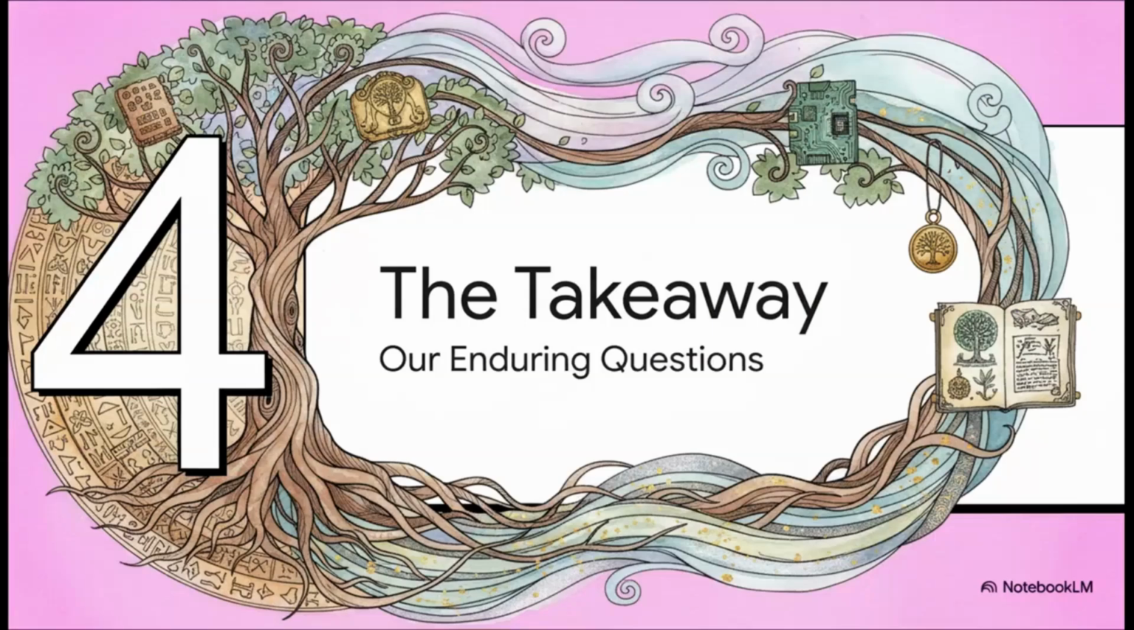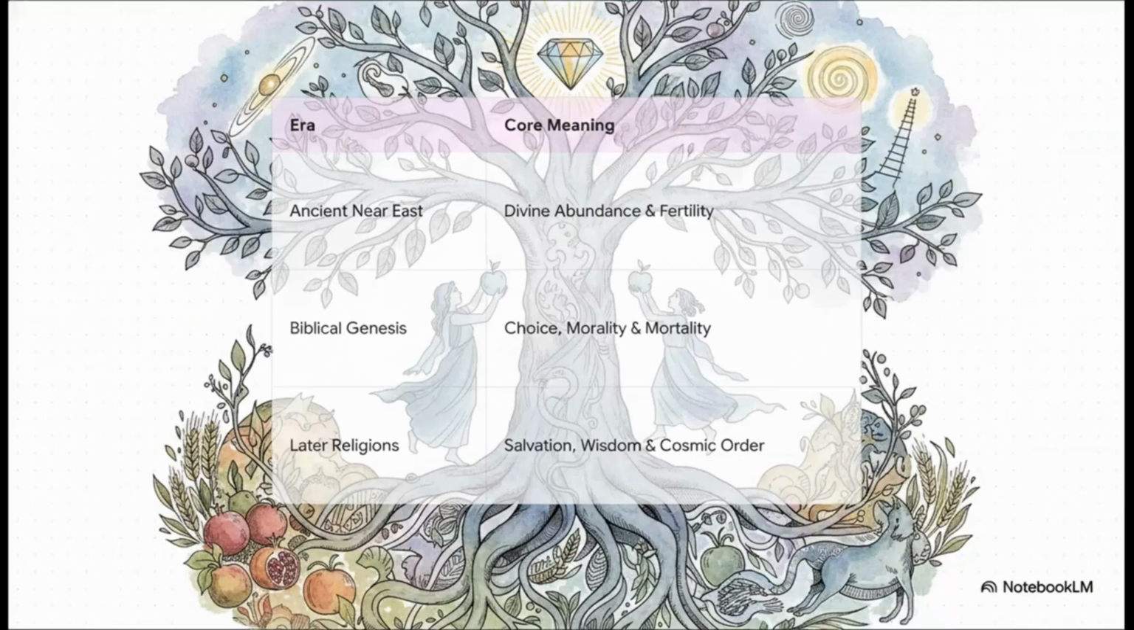So from ancient goddesses all the way to the end of the world, we've seen the Tree of Life take on countless forms, which brings us all the way back to our big question. Why this symbol? What gives it such incredible staying power? Well, the answer, it seems, is its incredible adaptability. The Tree of Life has lasted because it's never been about just one thing. It's more like a mirror, reflecting humanity's deepest questions and concerns in any given era.